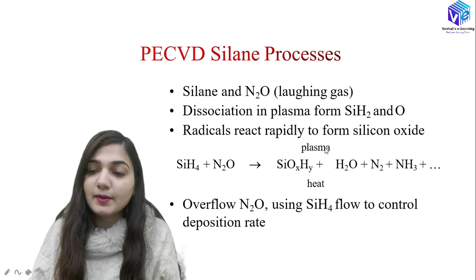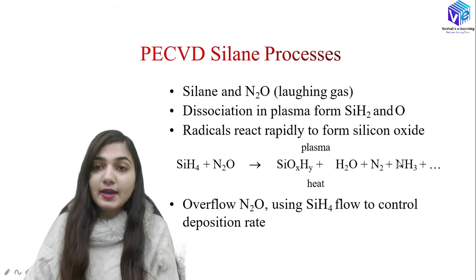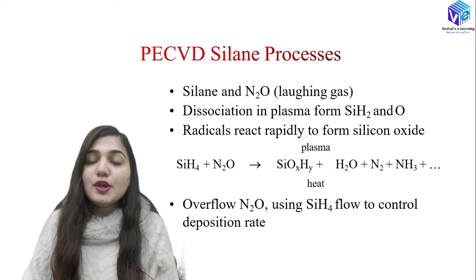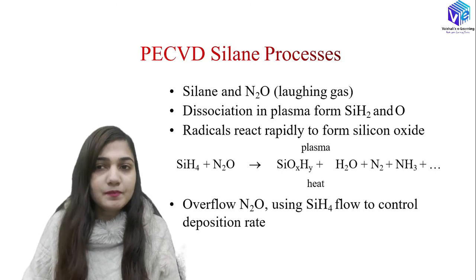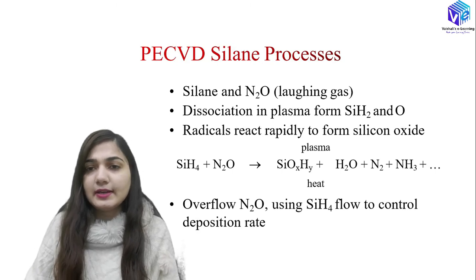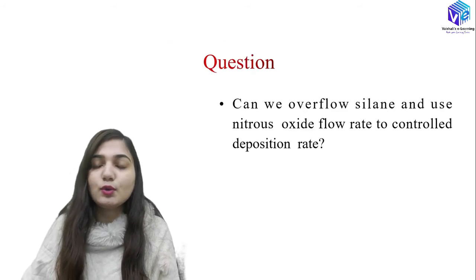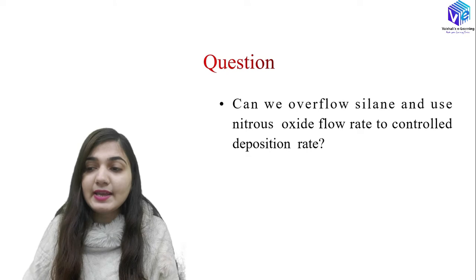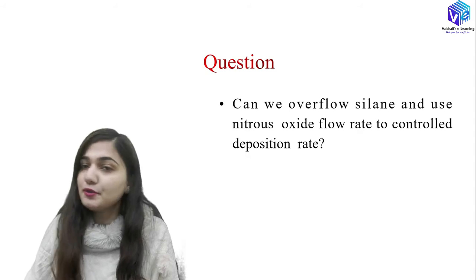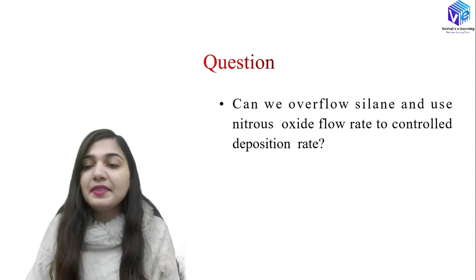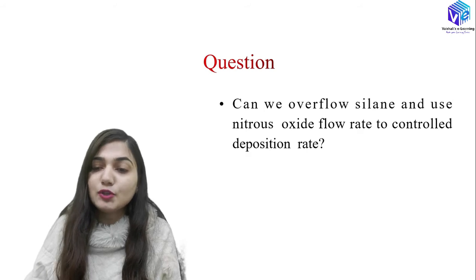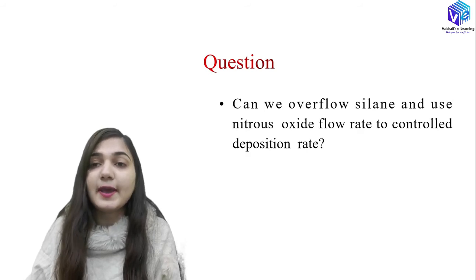SiOxHy in the presence of plasma as well as heat, and we are forming other volatile compounds like H2O, N2, NH3 and so on. So now here we need to overflow N2O, keeping the SiH4 level constant, to control the deposition rate. We cannot do the vice versa of this. So the question is, can we overflow silane and use nitrous oxide flow rate to control the deposition rate? As I have already told you, we cannot do the vice versa. We cannot overflow silane and use nitrous oxide flow rate to control the deposition rate.